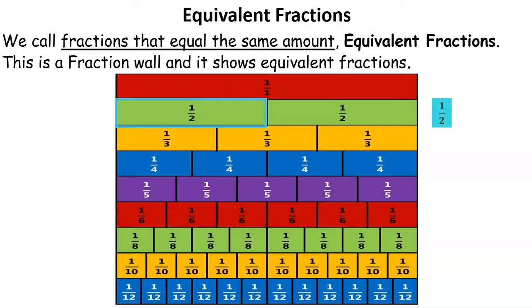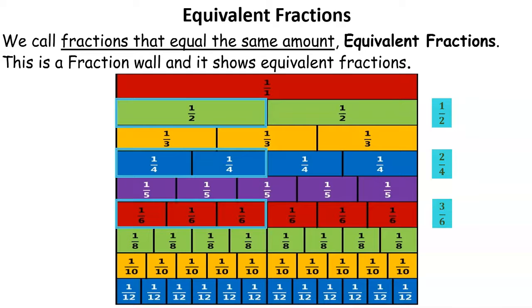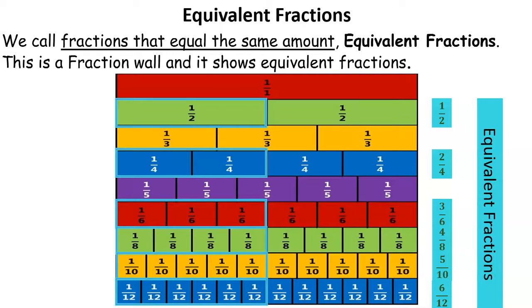So my first section here, I've got a half. So what's an equivalent fraction to 1 over 2? Well, 2 over 4. That's equivalent. It's the same. 3 over 6. That's equivalent. It's the same. 4 over 8. 5 over 10. And 6 over 12. So these are what we would call equivalent fractions. In the most simplest form, which we did in last class, all of these fractions would simplify to 1 over 2, a half.